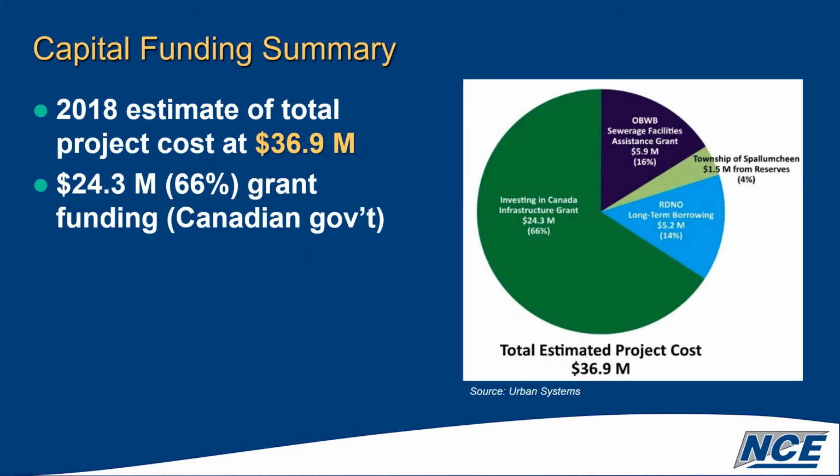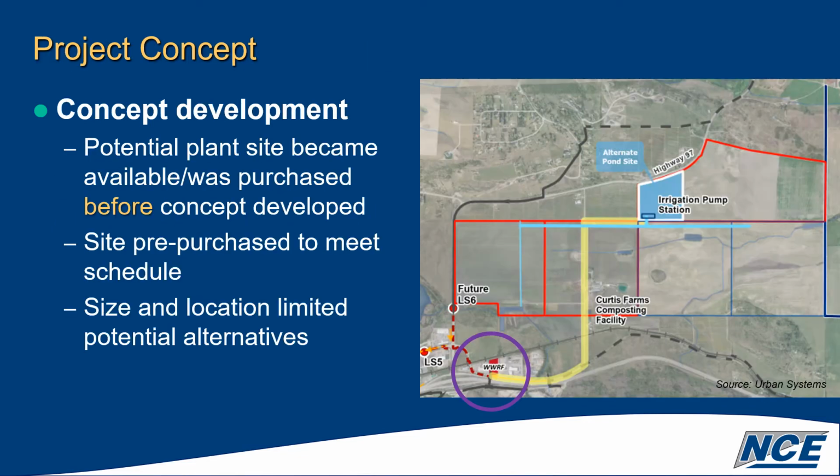The project budget was set in 2018 at $36.9 million. It's a fairly modest project. A significant amount of that money is actually coming from funding of the provincial and Canadian federal governments. But that isn't the problem. The problem comes a little bit later when we talk about where the budget is.